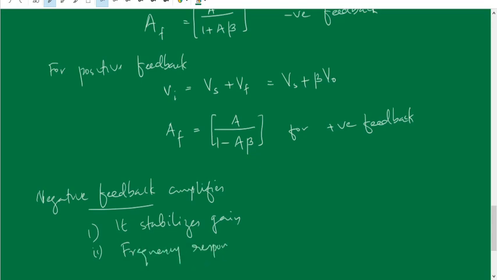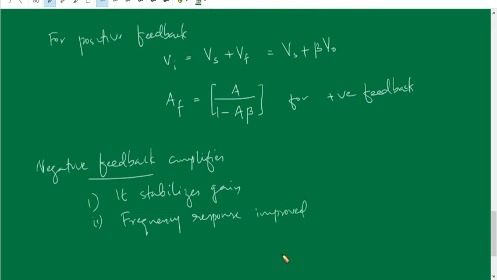Frequency response is improved. So it will have better frequency response if we use a negative feedback amplifier instead of a simple amplifier. That means we will have a better frequency response curve. It maintains a constant gain for many frequencies.